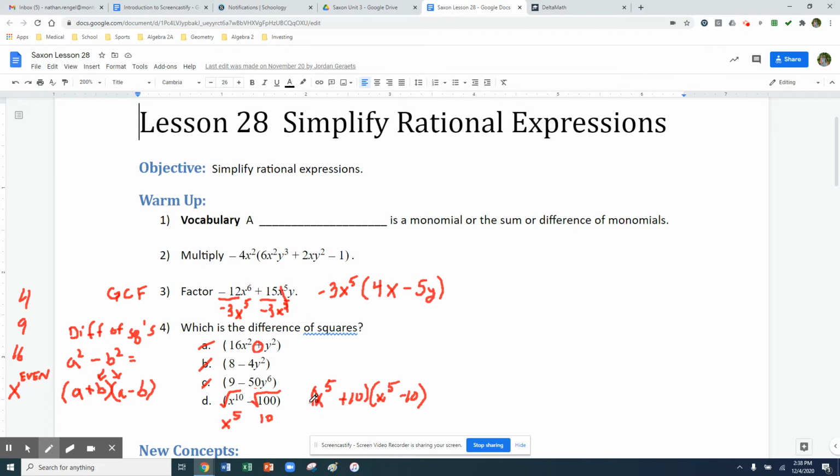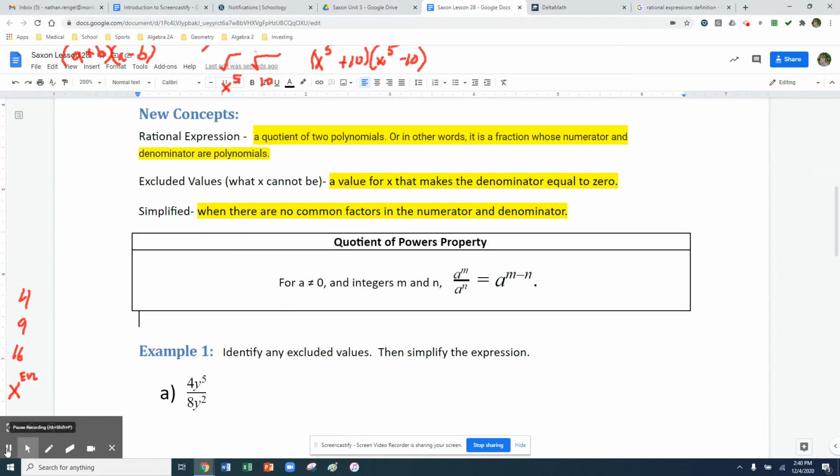So we're going to see a difference of squares a lot in this section, and then also in section 31, where we continue to look at rational expressions. So that is going to be a big skill that we'll practice in these next few lessons. Our new concepts that we'll talk about in lesson 28. So we're going to look at simplifying rational expressions.